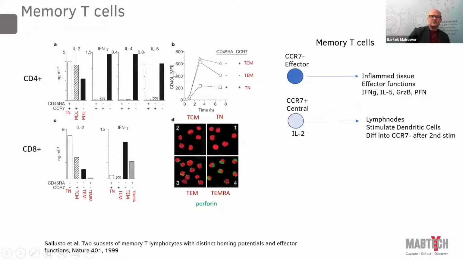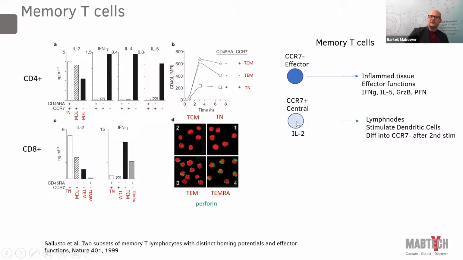And this slide shows basically the same thing, that the memory T cells, the effector cells are CCR7 negative. CCR7 is a chemokine receptor which has to do with migration to lymph nodes. So these effector cells migrate to inflamed tissues where they can perform their functions against the pathogens by releasing interferon gamma, IL-5 and granzyme, for example.